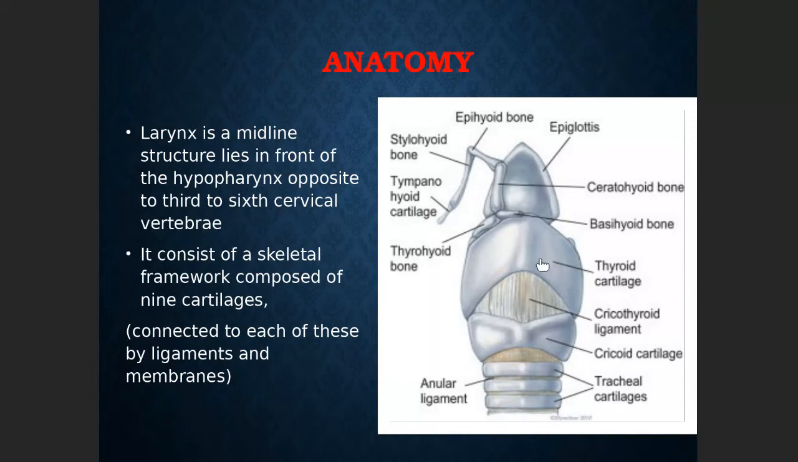Like here, this is the thyroid cartilage and the cricoid cartilage. We have the cricothyroid ligament and membrane here.